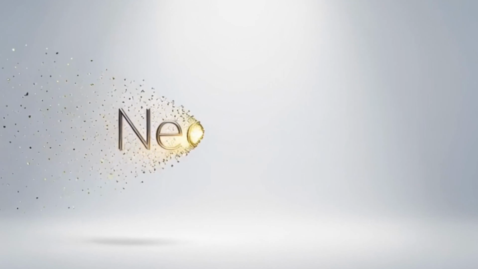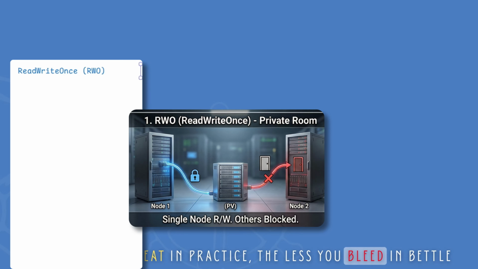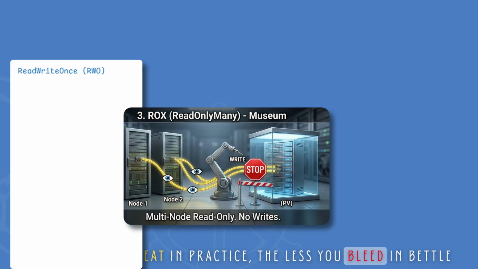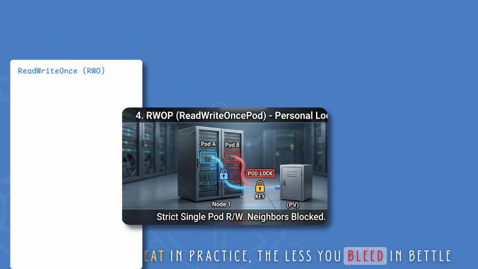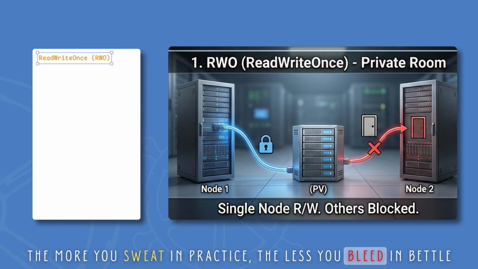Welcome, and today we learn about access modes in persistent volumes. There are four access modes: ReadWriteOnce, ReadWriteMany, ReadOnlyMany, and ReadWriteOncePod. These access modes are very important. First, we'll learn the access mode ReadWriteOnce.